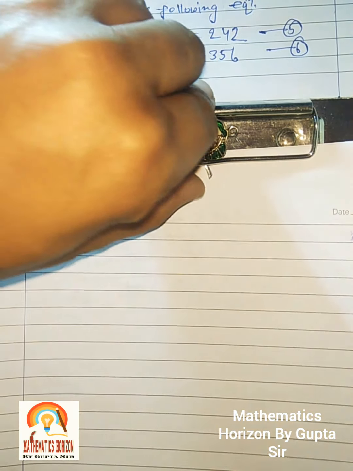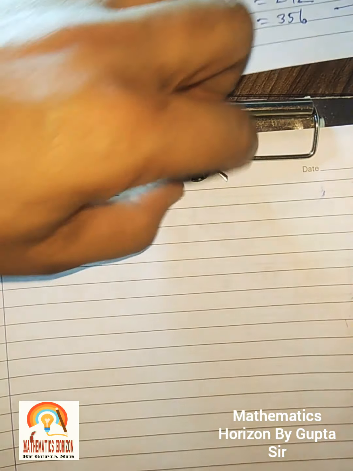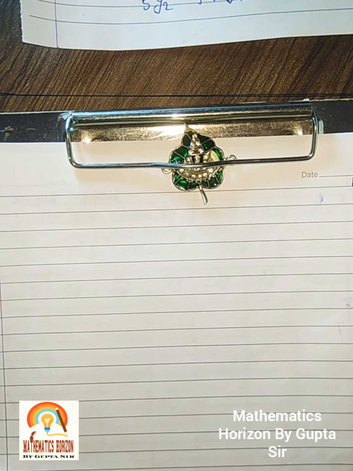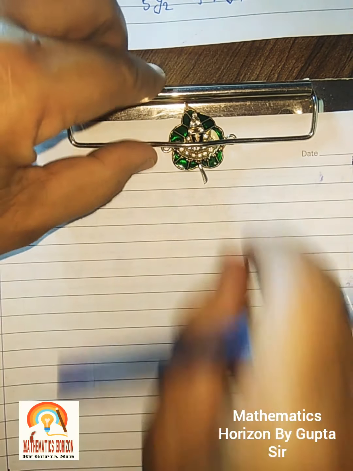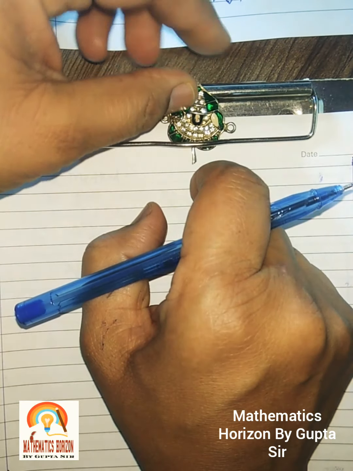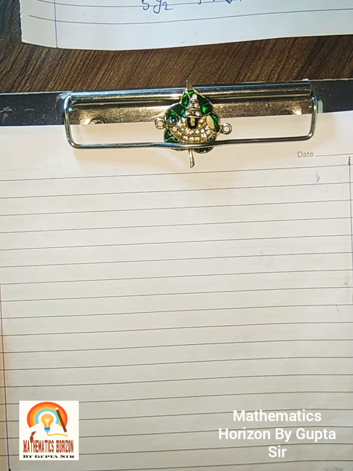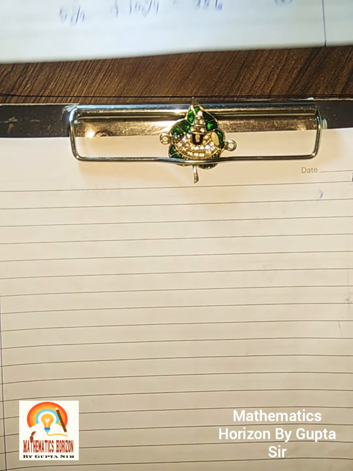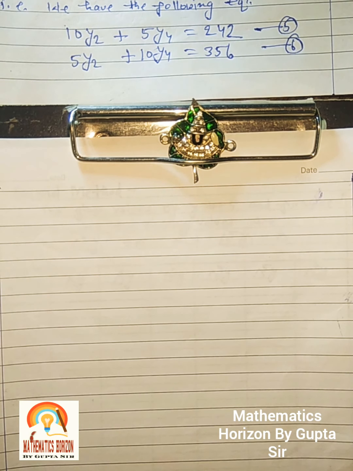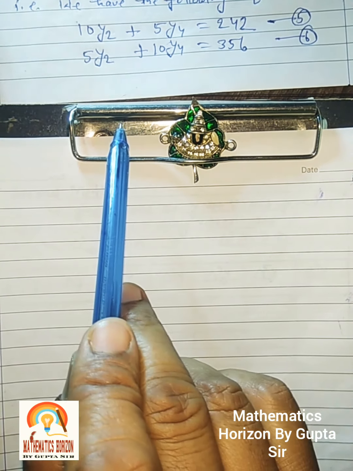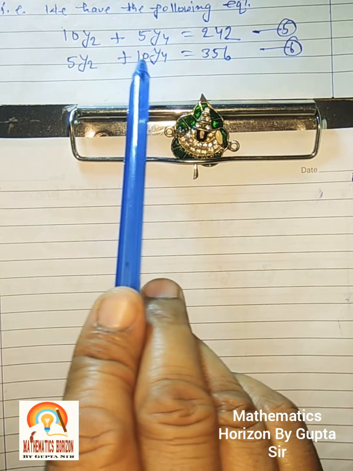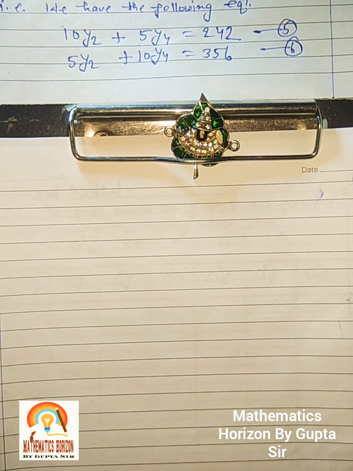Here we have two unknowns. Okay, we have this kind of system of equations. Our fifth equation is 10y2 plus 5y4 is equal to 242, and the sixth equation is 5y2 plus 10y4 is equal to 356. Okay, now we have to solve these two equations.